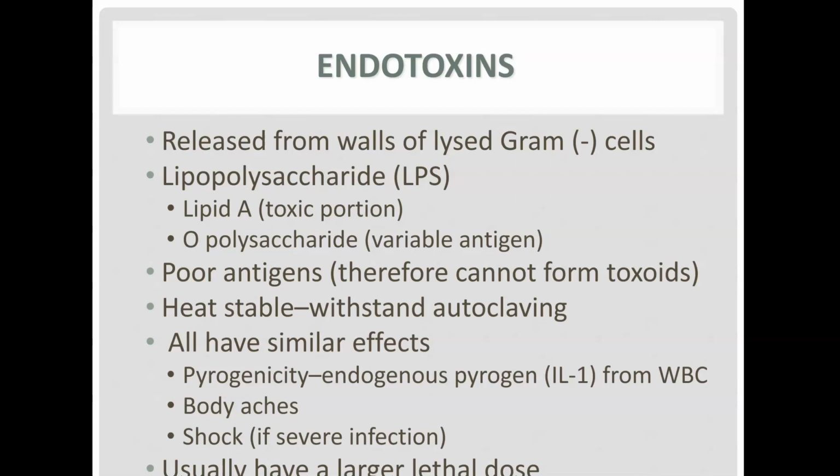Remember that LPS is part of the outer membrane of gram-negative cells, and there are two parts to LPS: the lipid A portion and the O polysaccharide. Because it's a lipid, lipid A is very poorly antigenic, and the polysaccharide, the O part, can vary quite a bit. Our body can't make a good antigen to this. So LPS has always tricked our adaptive immune system, and we just don't make good antibodies against this.